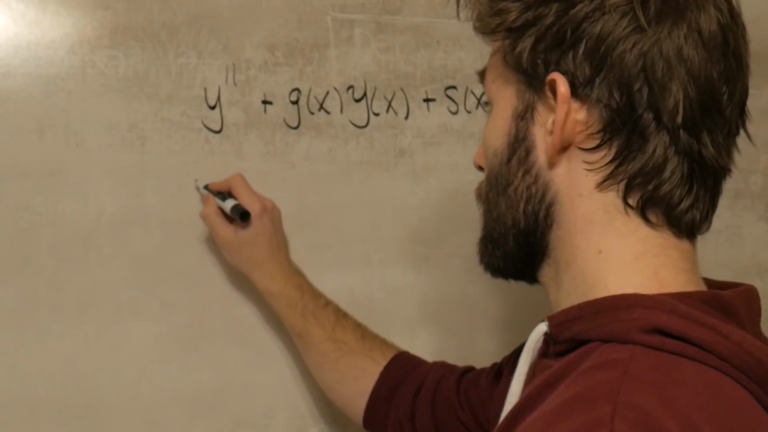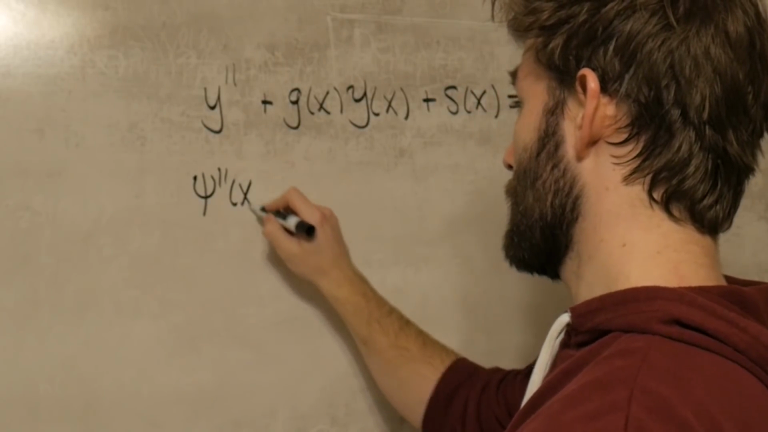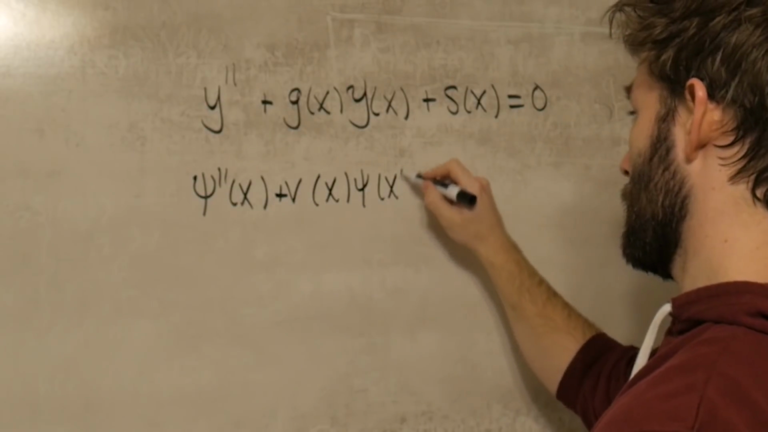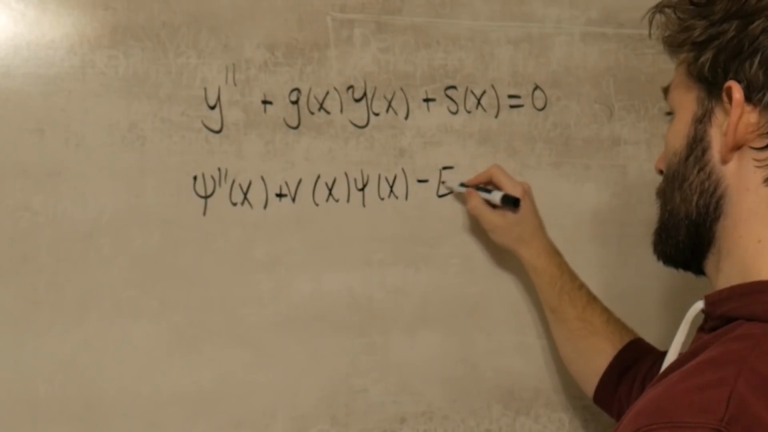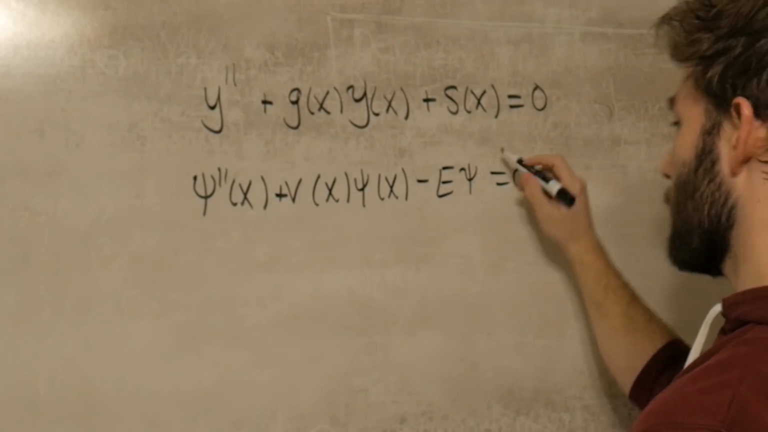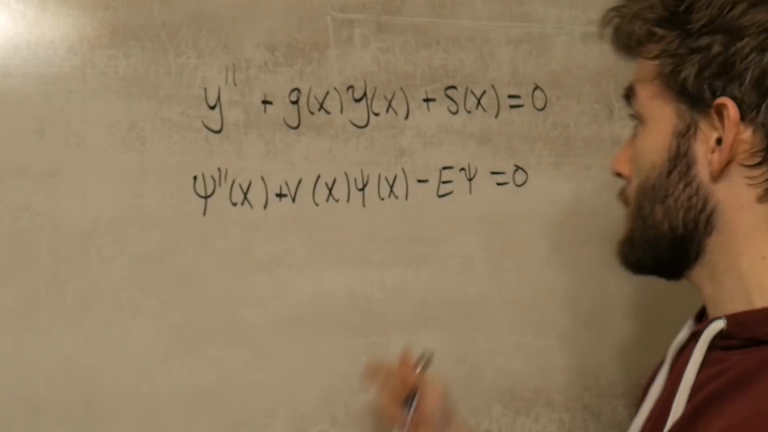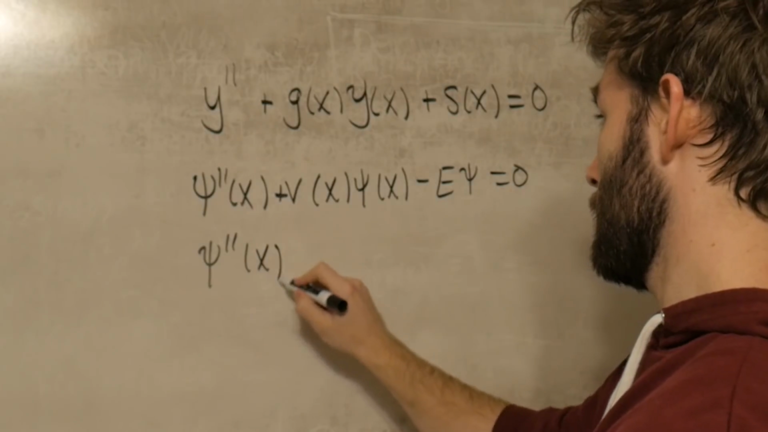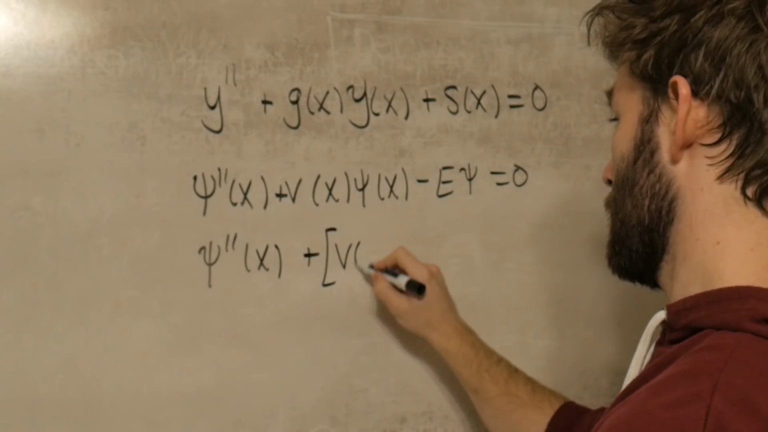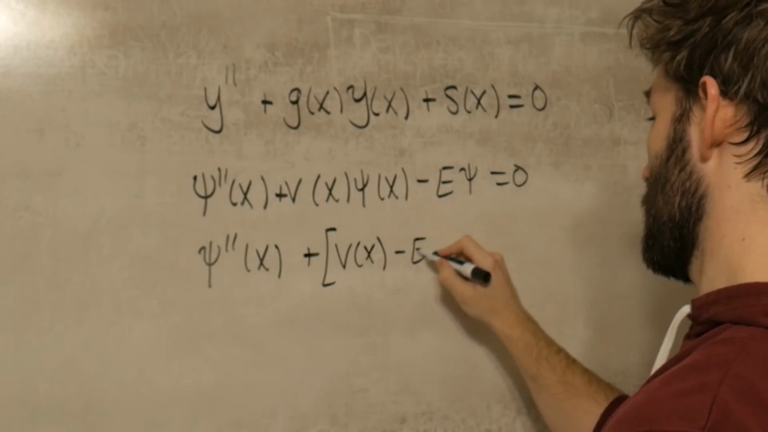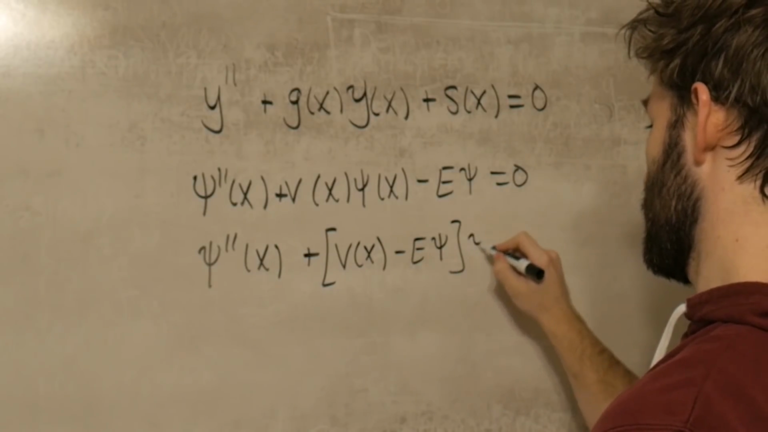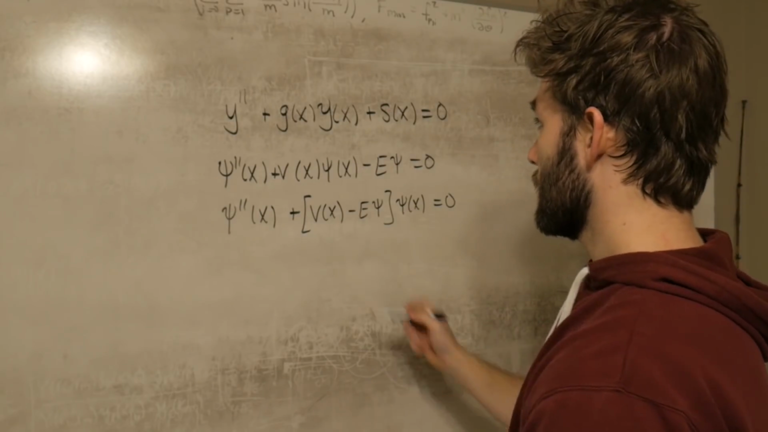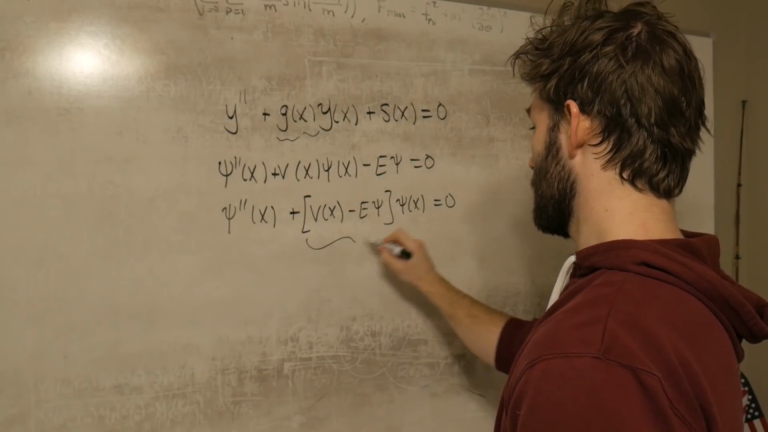We have, for the Schrodinger equation, psi double prime of x plus some potential times psi minus some energy times psi equal to 0. This is assuming that it's a time-independent Schrodinger equation. We can simplify this a little bit. Okay, so in this case, our g of x here is going to be this.